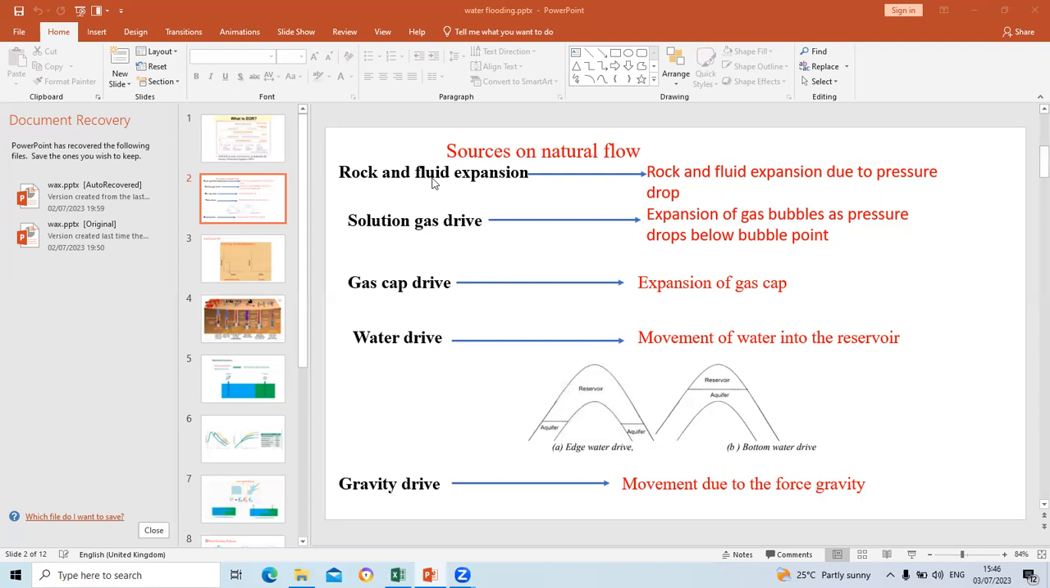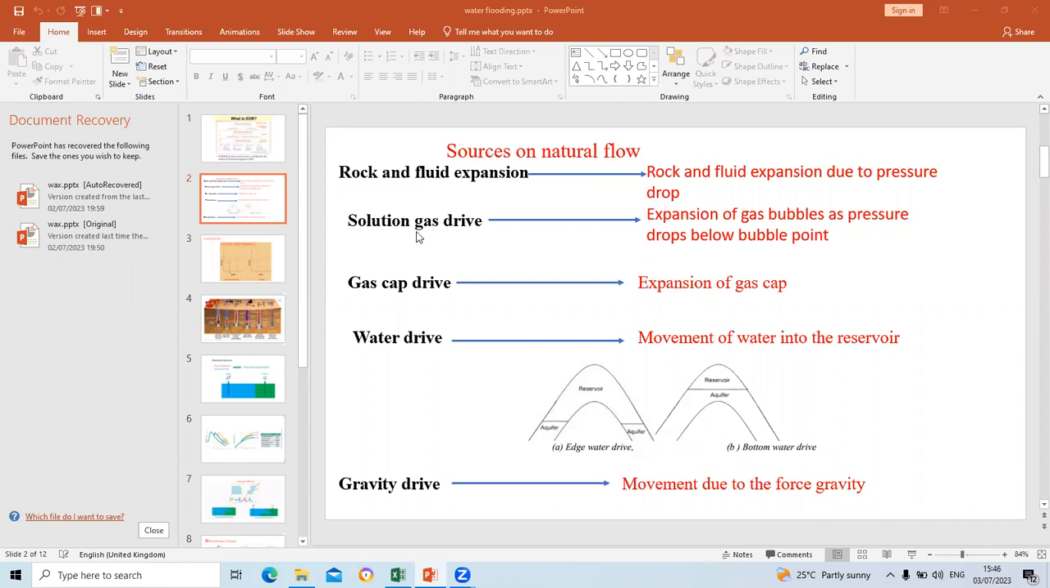As the rock expands, it squeezes the pore spaces. It closes the pore spaces. So in the course of closing up the pore spaces, it forces the fluid found within the pore spaces to escape or to gradually migrate out of the pore space. As a result of that, it gradually moves into the wellbore. So here we are talking about rock and fluid expansion due to pressure drop. As the pressure is dropping, the rock is expanding, the fluid also is expanding.